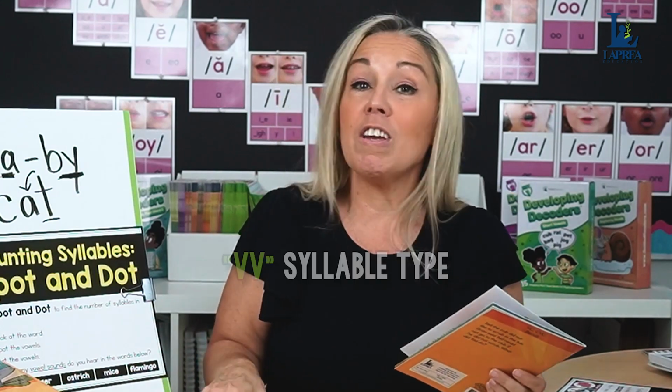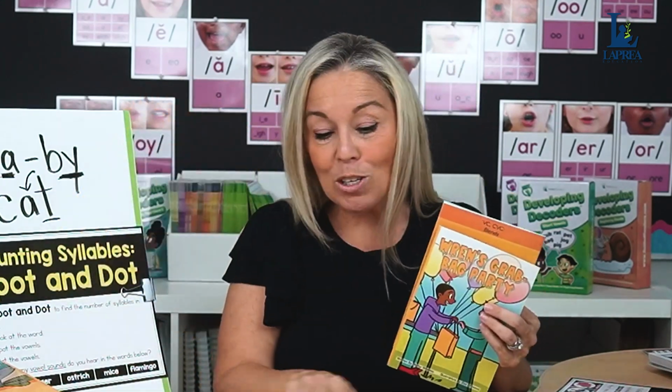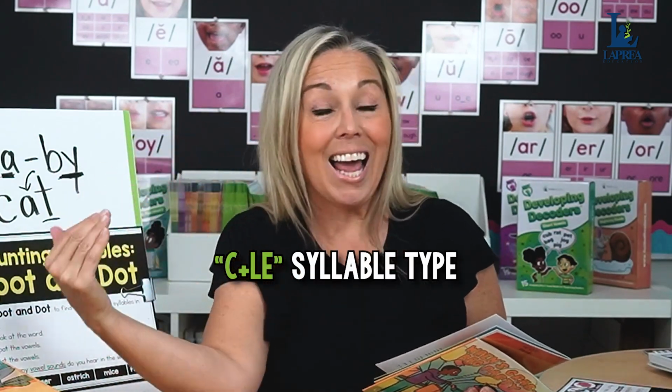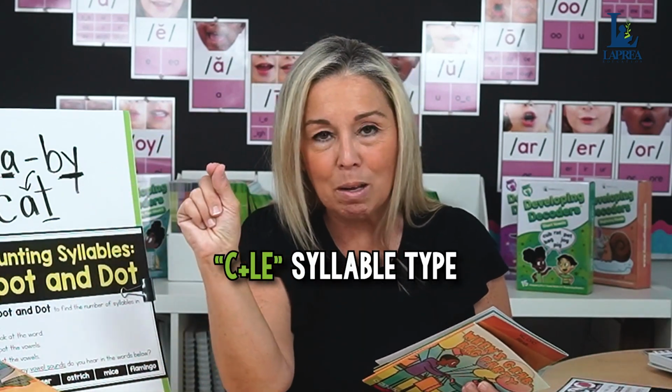Then we have the VV syllable type. Then we also have the VR syllable type, which is your R-controlled vowel. We have the VCE syllable type, which is focusing on the magic E syllable type. And then, of course, we have the C plus LE, that LE syllable type at the end.